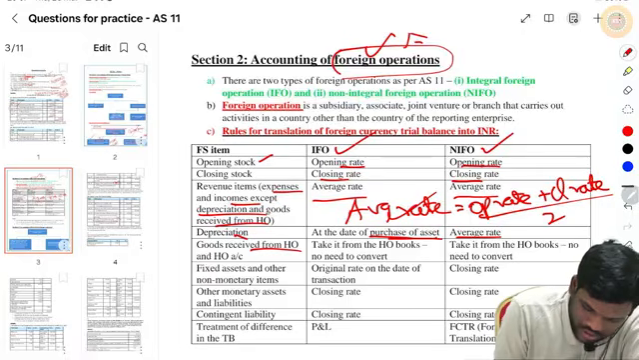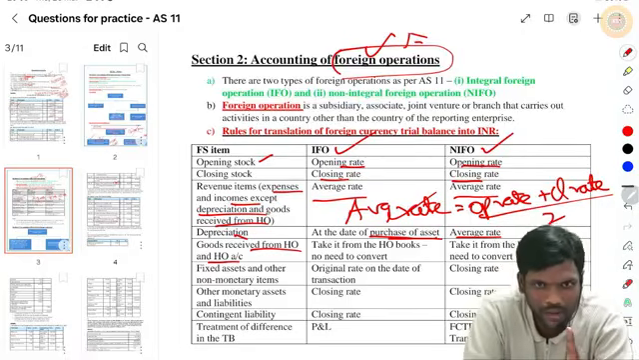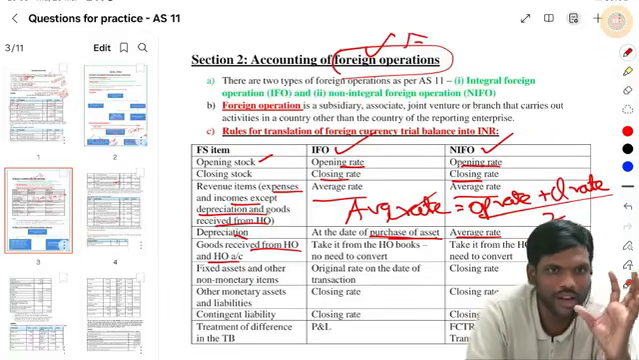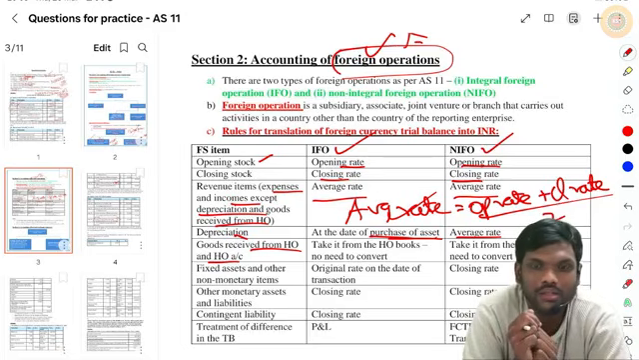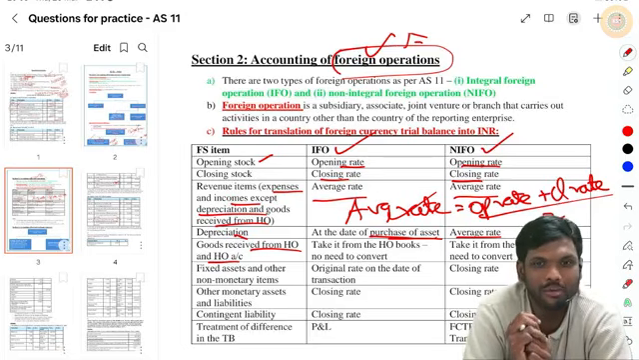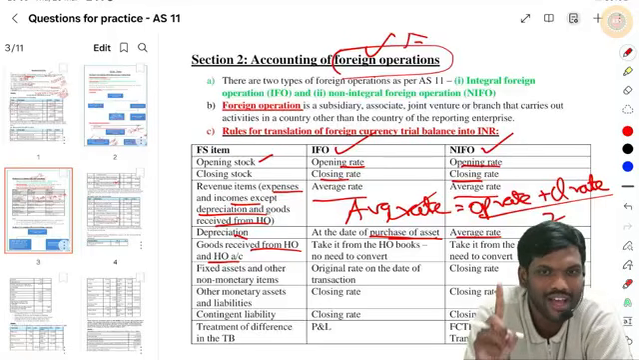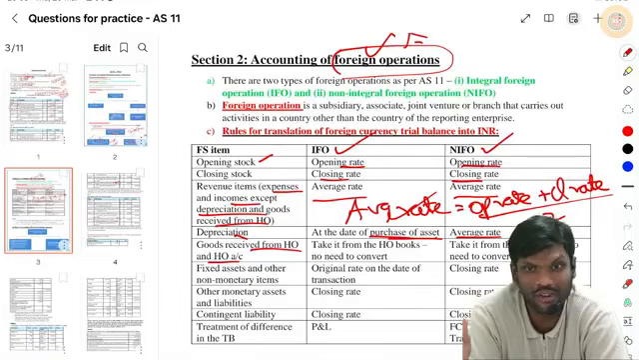Next, goods received from HO and head office account. This one, remember, whenever there is any balance between head office and branch, no need to convert that. Sir, why, sir? If you don't convert, how will you get the INR amount? Very simple. In branch books, we will have goods received from head office. That will be in foreign currency. Yes, sir, we have to convert that.